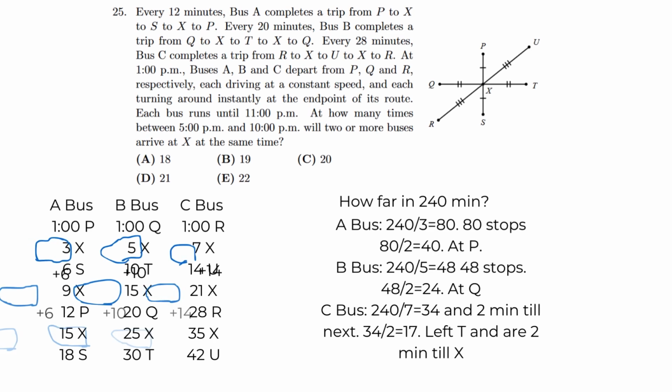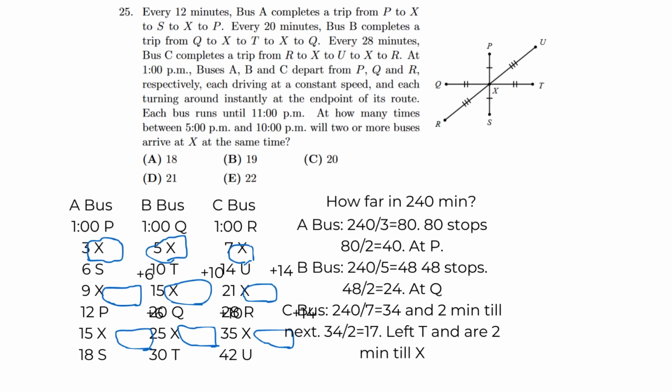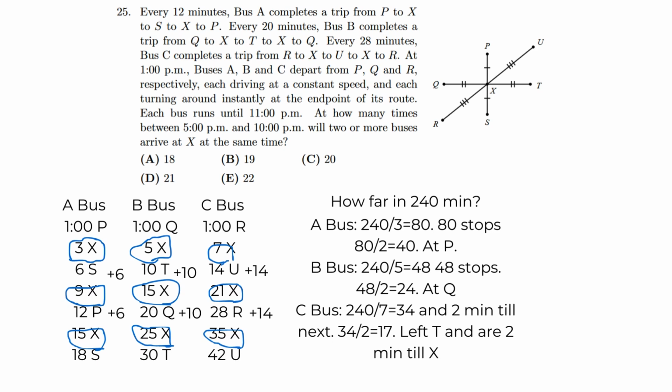To X to T to X to Q, and every 28 minutes bus C completes the trip from R to X to U to X to R. It all starts at 1 p.m. and departs from P, Q, and R for each bus, each driving at constant speed. What will be the number of times that two or more buses are at X at the same time between 5 p.m. and 10 p.m.?